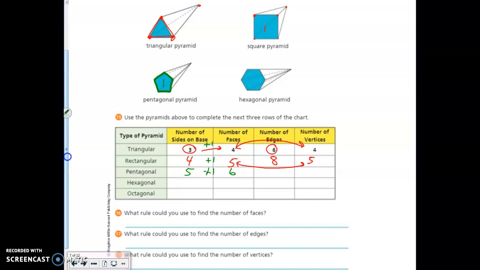All right. Now, number of edges. In the first 2, we had the pattern of doubling it. Okay, 3 sides in a triangle. Number of edges went up by doubling. Rectangular has 4 sides. Number of edges went up by doubling. Let's try to see the pentagonal. Number of edges. Well, we have 5 edges on the bottom. 1, 2, 3, 4, and 5. And we've got edges going up from each of those vertices to the top vertex. So we've got 5 on the bottom and 5 on the sides, doubling to get us to a 10.